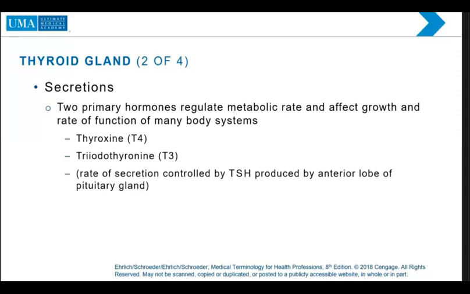The secretions of the thyroid gland: you have 2 primary hormones that regulate metabolic rate and affect growth and rate of function of many body systems. Thyroxine, T4, and triiodothyronine, T3. The rate of secretion is controlled by your TSH produced by the anterior lobe of the pituitary gland.